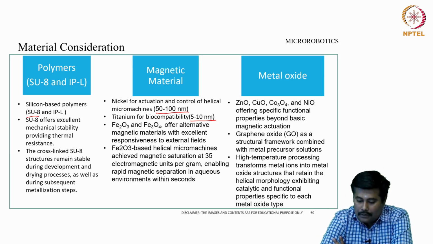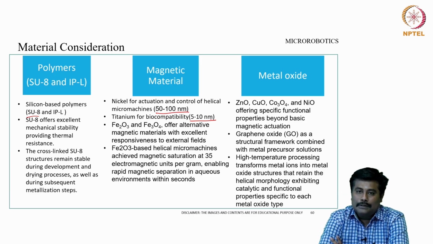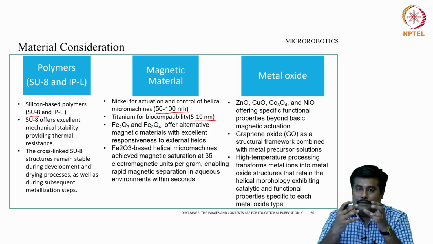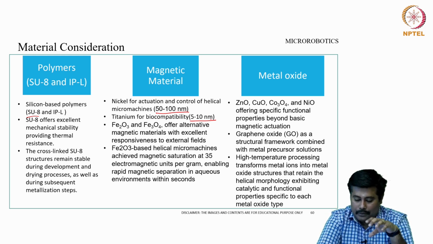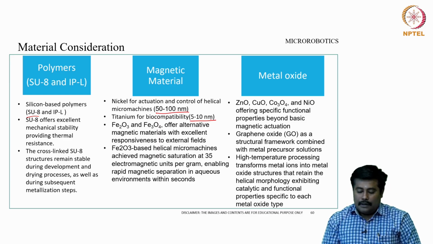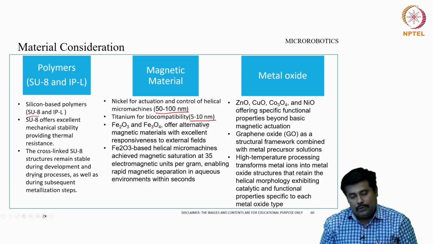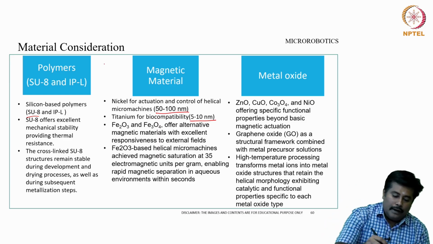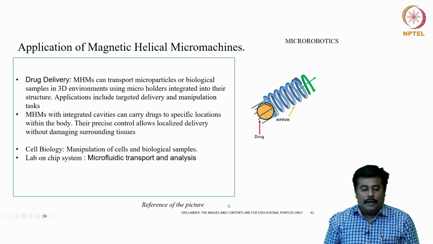Now, with reference to the metal oxide point of view, we have zinc oxide, copper oxide, Co3O4 and NiO offering specific functional properties beyond the basic magnetic actuation. From the graphene oxide point of view, it acts as a structural framework combined with metal precursor solutions, and from the high temperature processing point of view, it transforms the metal ion into a metal oxide structure that retains the helical morphology, exhibiting catalytic and functional properties specific to each of these metal oxide types. So, ideally the material selection will fall under these particular categories.